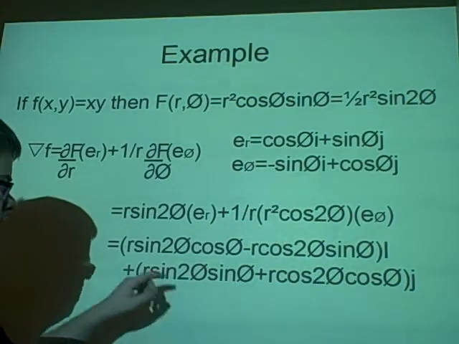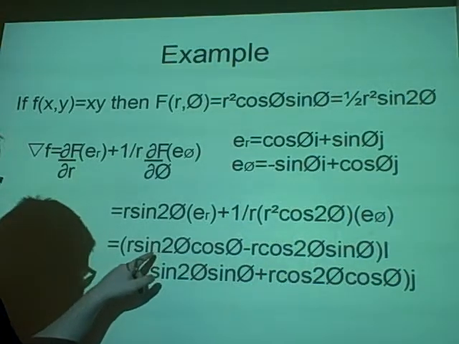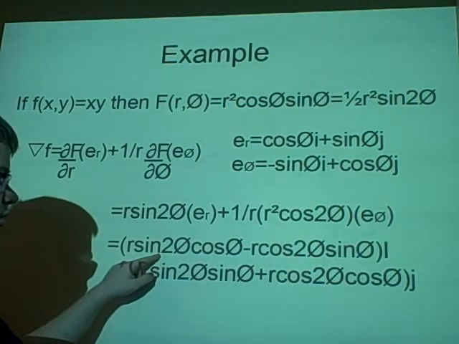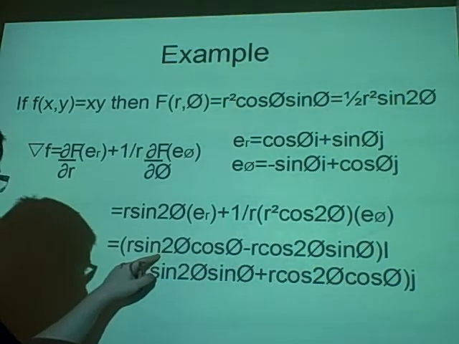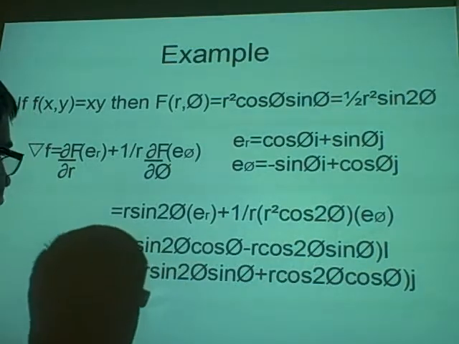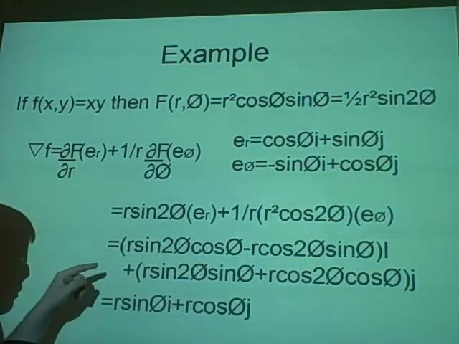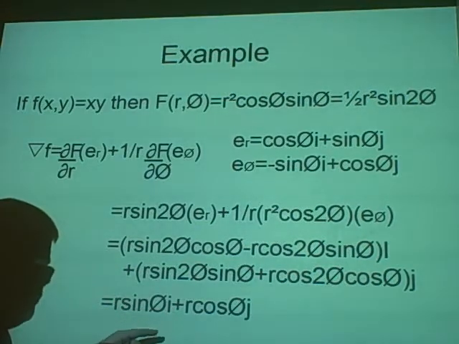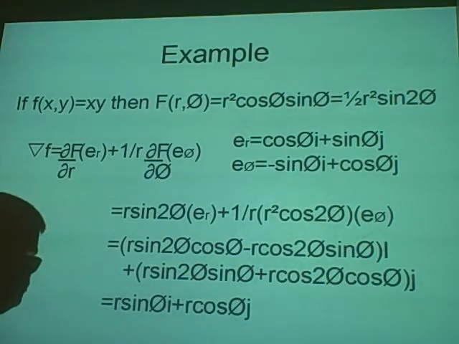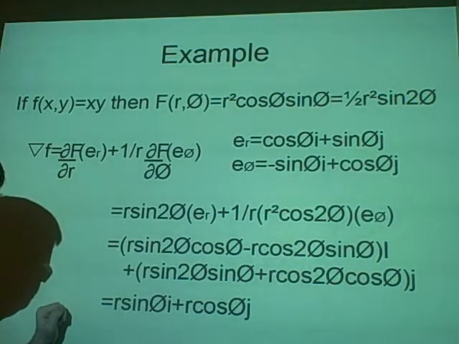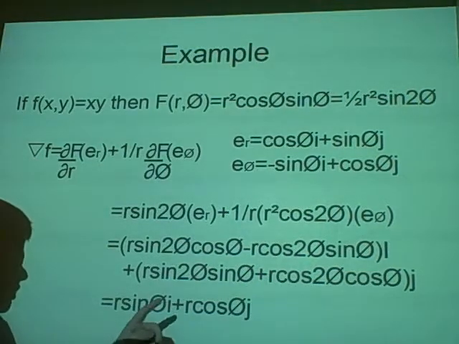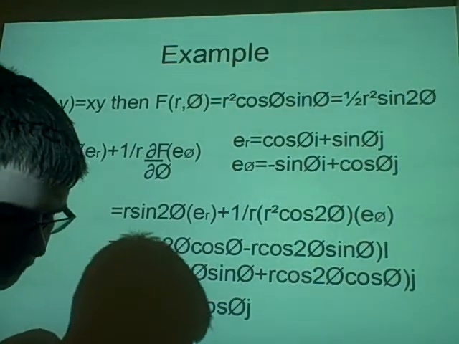There's another trigonometric identity you can apply to this, which I wasn't sure of to be honest, but it did it in Maple. And that leads you to the answer: you can take the r out, and you get r sine theta i plus r cosine theta j as your final answer. And this is the grad f. Or you can write it as grad f equals r sine theta, comma, r cosine theta.